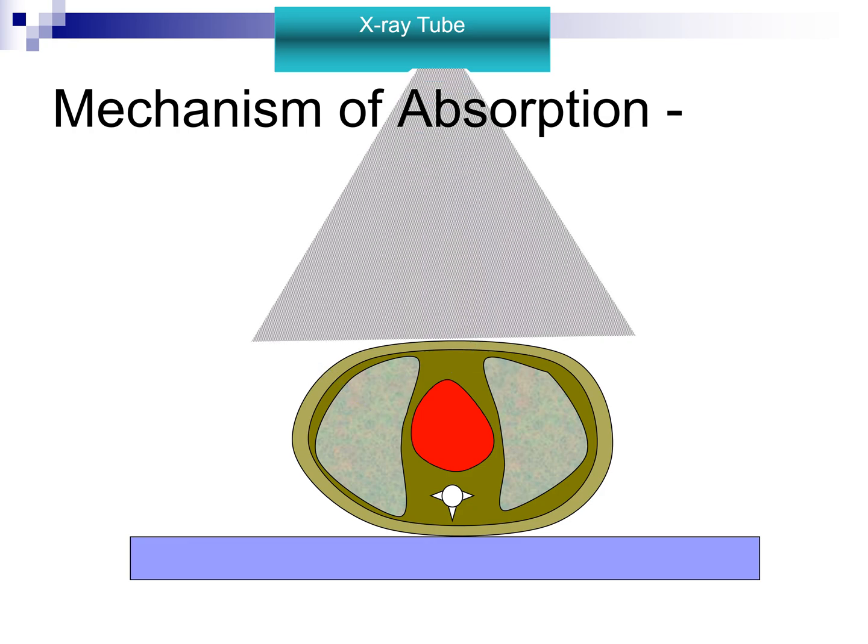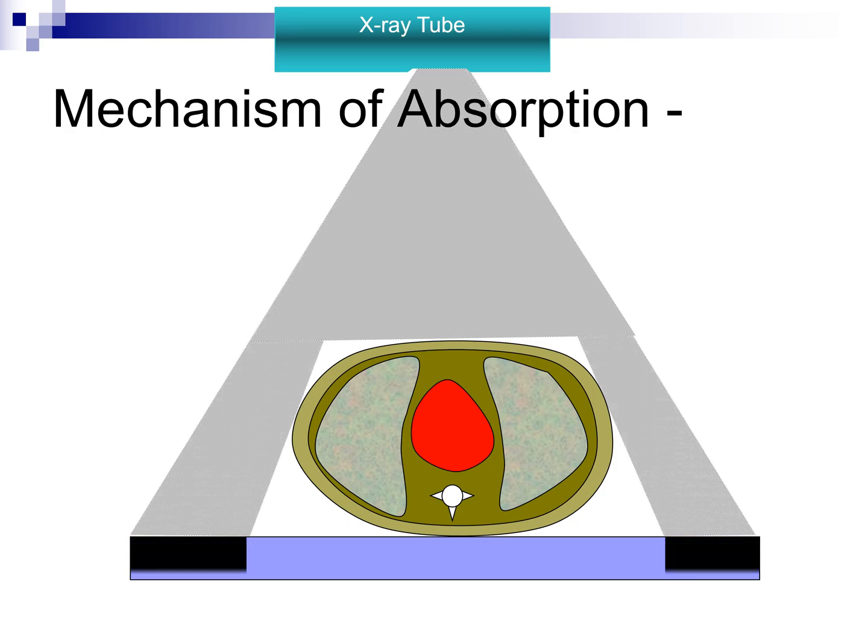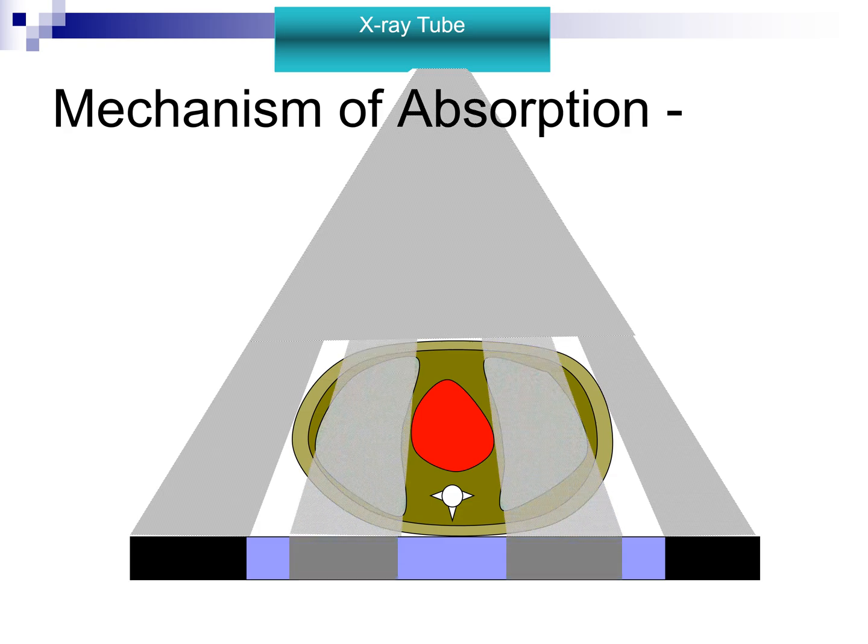As before, a cone of radiation is emitted from the tube. And like before, some of the radiation spills over the sides of the patient, framing the chest with the largest amount of radiation, which will be black on the final image.